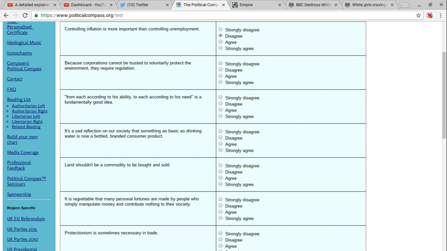Because corporations cannot be trusted to voluntarily protect the environment, they require regulation. This is tough for me because I'm pro environment, but I'm anti regulation, and that's the thing.